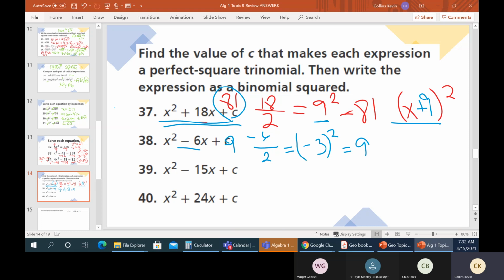Okay? And then to get it in perfect square form, we just say x, and then take the number, including the sign, after we divide it by 2. So x minus 3 squared. That's it.